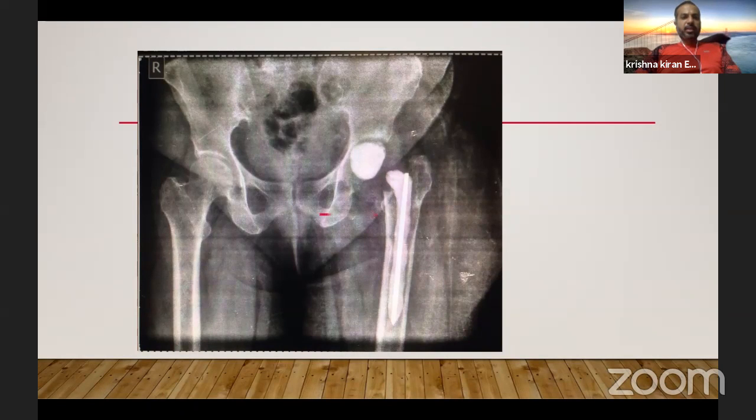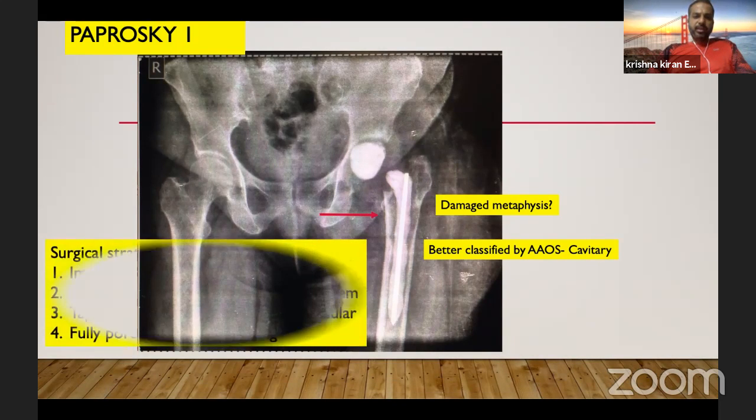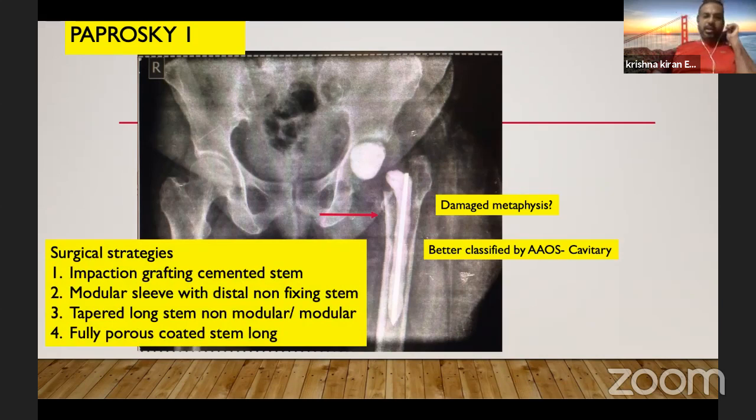Now we look at different situations. Now here the metaphysis and diaphysis is largely intact and you just have some minor cancellous bone loss in the proximal femur. So this is a damaged metaphysis, but it is a Paprosky grade 1 because the metaphysis is largely intact. But what we don't want to be doing here is putting in tapered wedge stems. So the options here, of course, it's better classified by the AAOS classification, which is a cavitary classification. So these are all the surgical strategies which are possible.